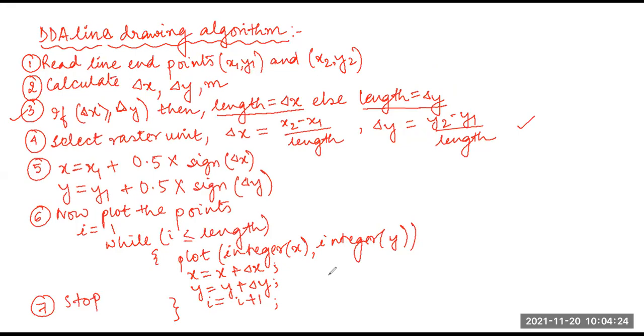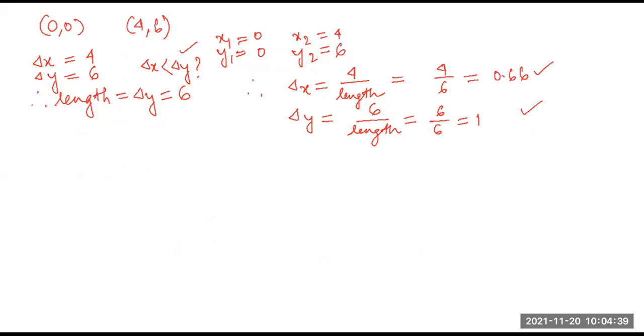Now, line 5 says that we will first begin with the rasterization. The thing is, the first point plus 0.5 into sign of del x. What is your del x term? Positive or negative? Positive. Positive means plus 1. So sign of del x is plus, which means automatically plus 1. Positive means plus 1, negative means minus 1.